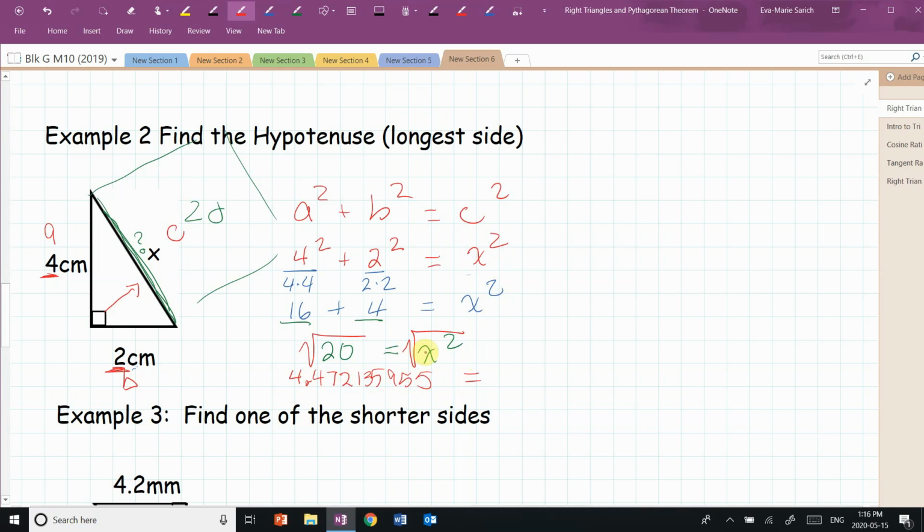Now, what is the square root of x squared? Well, what does square root mean? What number times itself? So what times itself equals x squared? Well, that's x. So now we know that x is going to equal this big long number.